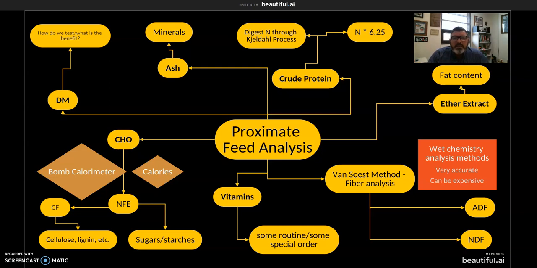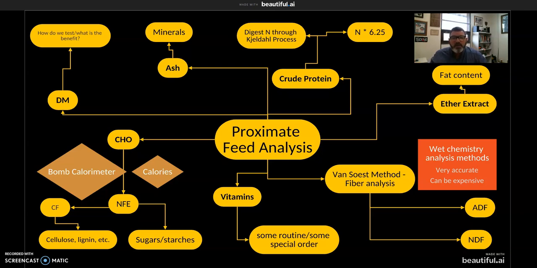Next we'll want to determine, of course, crude protein. Crude protein is digested through the Kjeldahl process, and that's all you need to know for the purposes of our class. It's a procedure that they put a piece of that feed sample through. It digests off the nitrogen that is in the feed, and then we can measure the amount of nitrogen that's there, and again multiply that times 6.25, and we have the percent crude protein that will be added to your report.